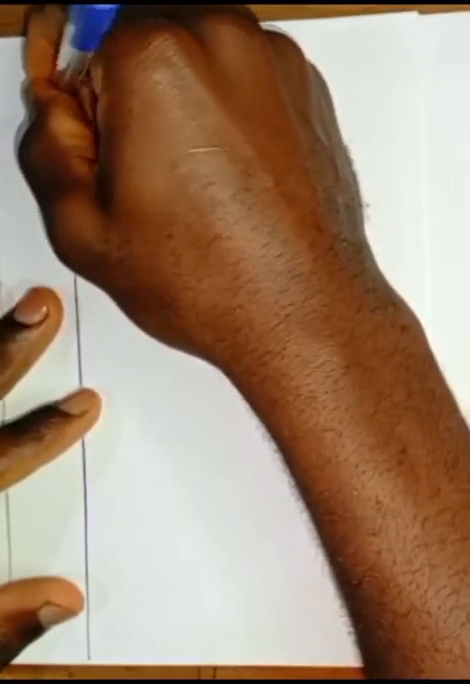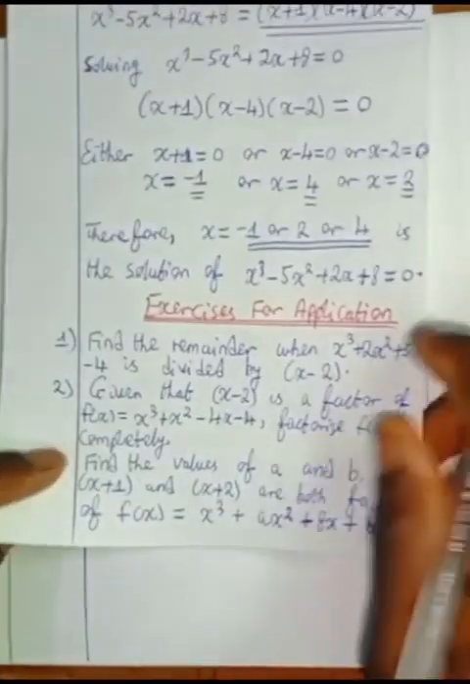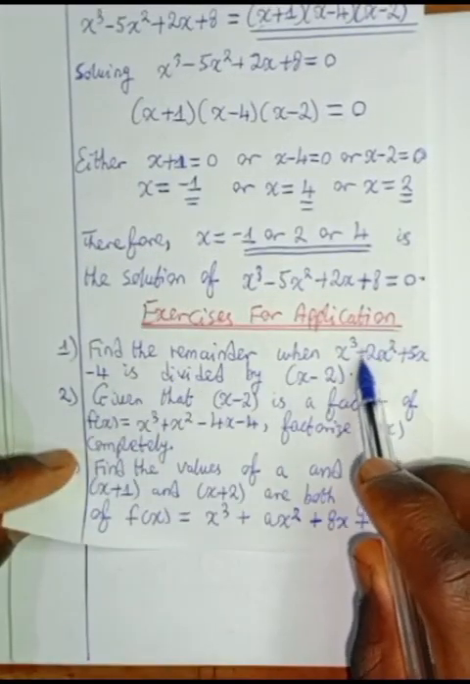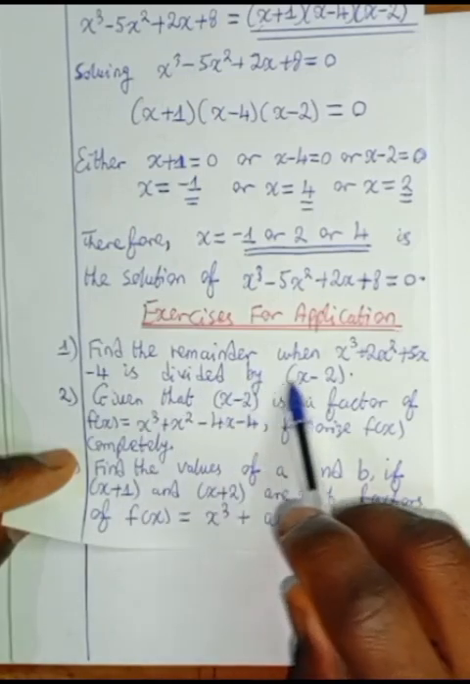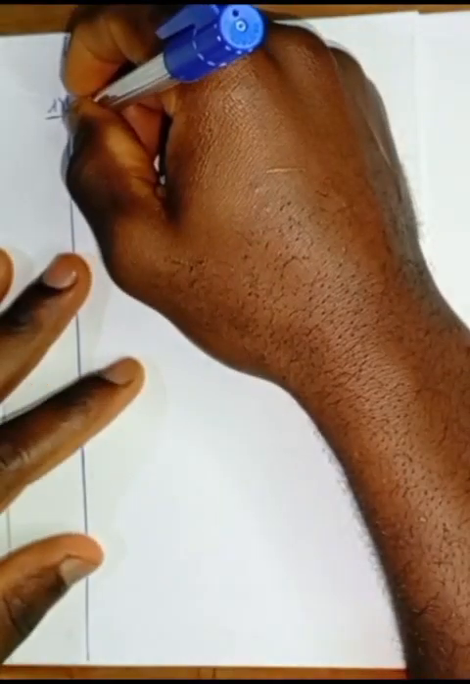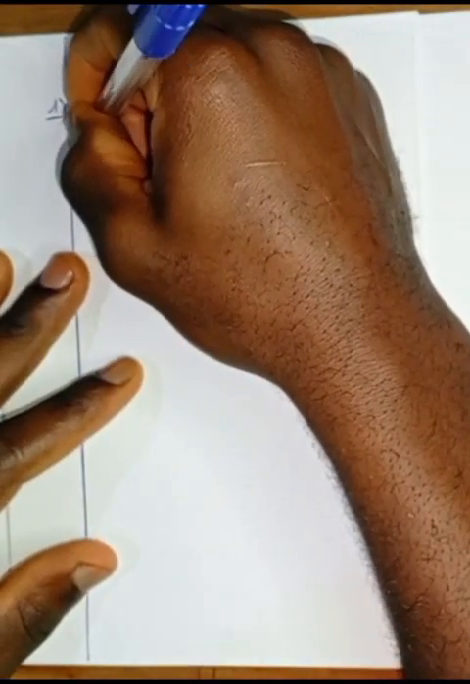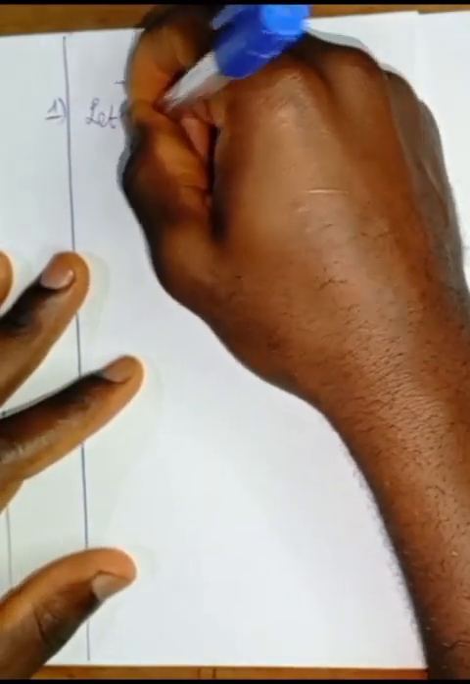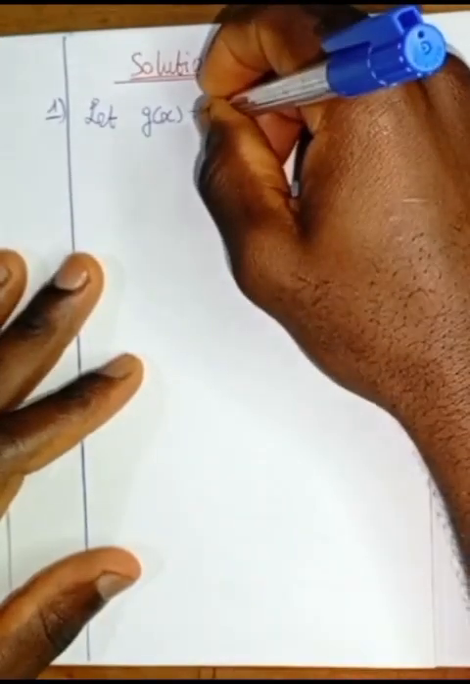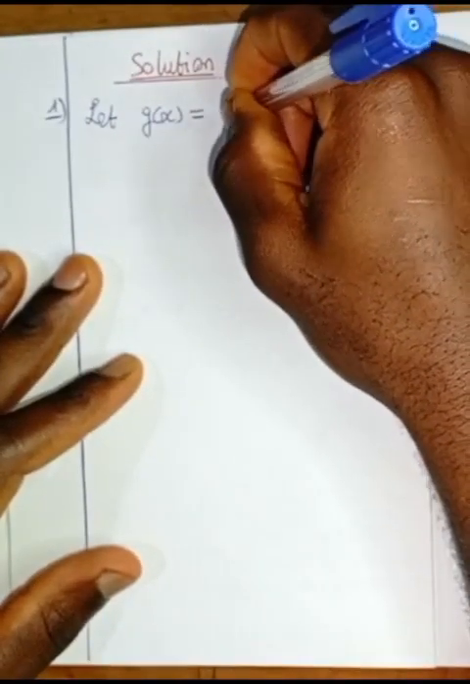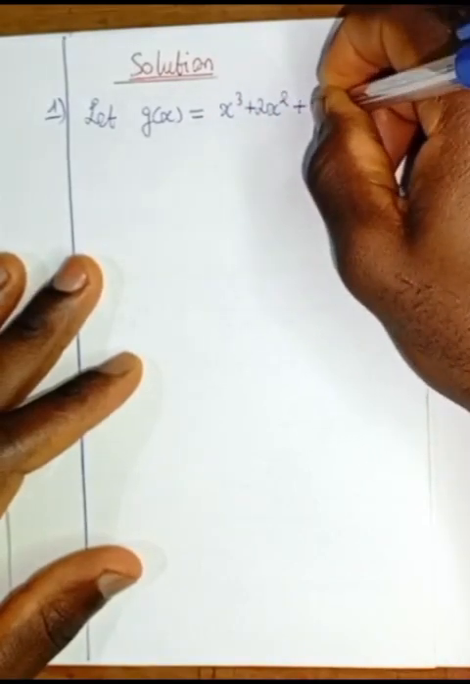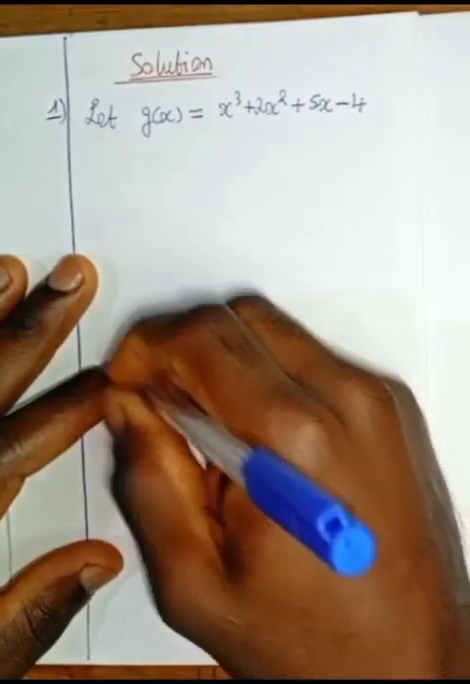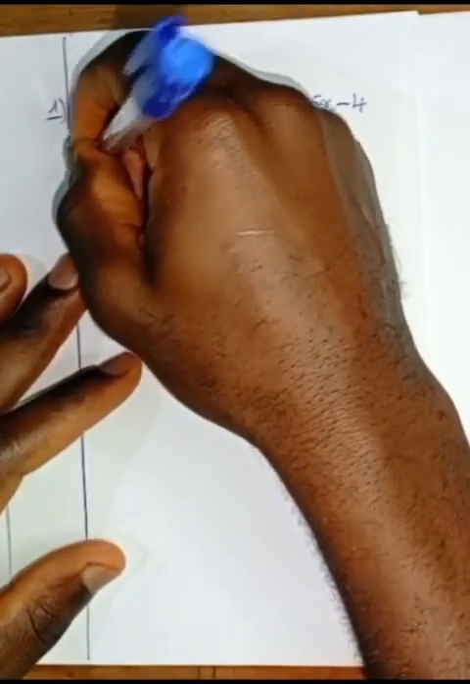Go to question 1. Question 1 says find the remainder when x cubed plus 2x squared plus 5x minus 4 is divided by x minus 2. We are going to let g of x be equal to the polynomial x cubed plus 2x squared plus 5x minus 4. We are to find the remainder when it is divided by x minus 2.